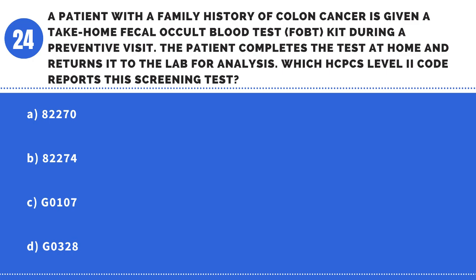Question 24. A patient with a family history of colon cancer is given a take-home fecal occult blood test, FOBT, kit during a preventive visit. The patient completes the test at home and returns it to the lab for analysis. Which HCPCS Level II code reports this screening test? A. 82,270. B. 82,274. C. G0107. D. G0328.